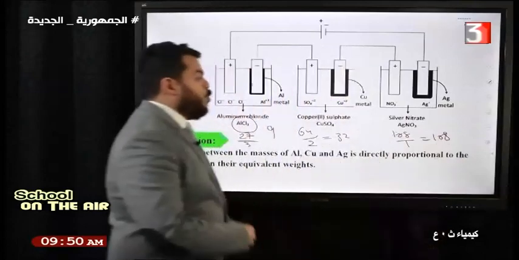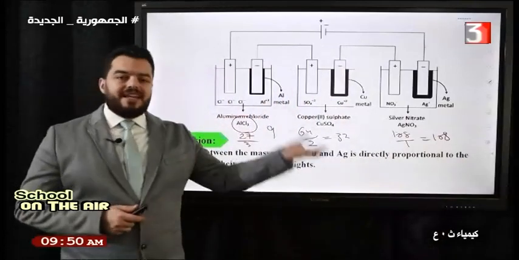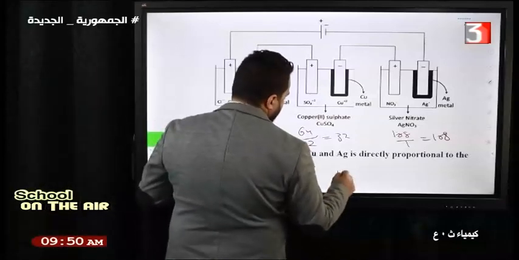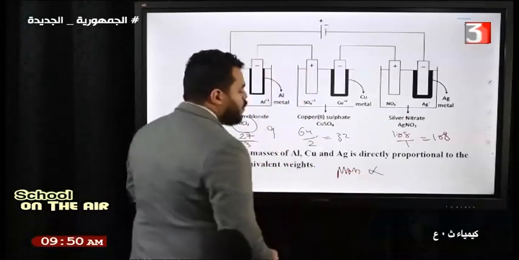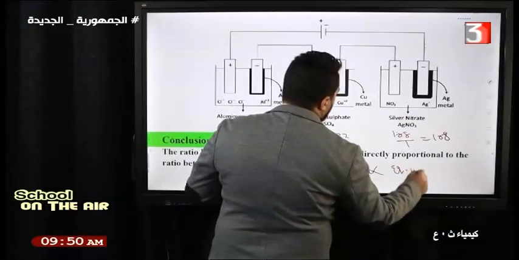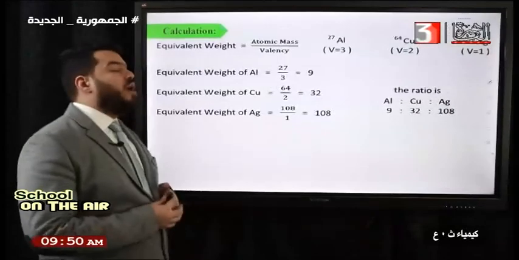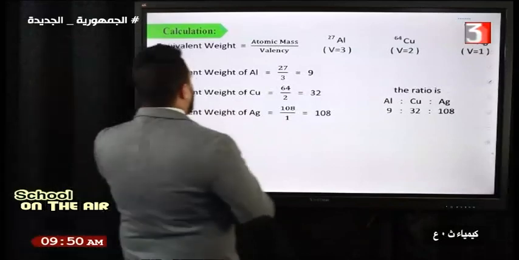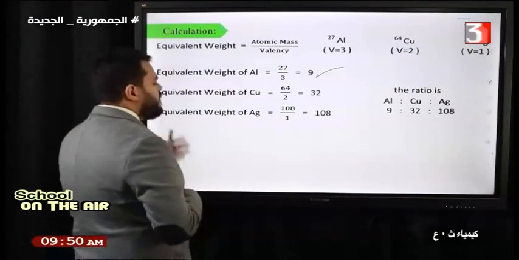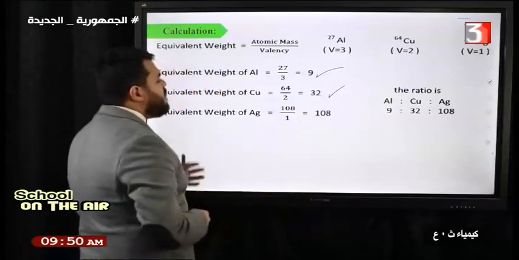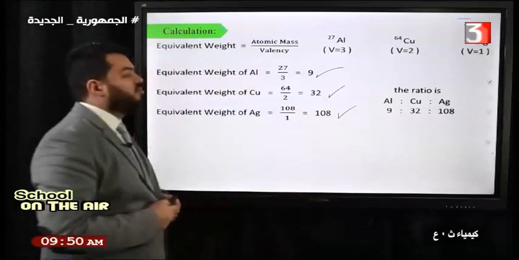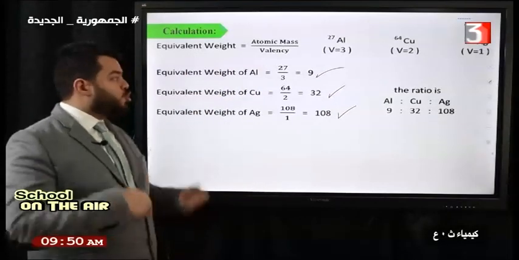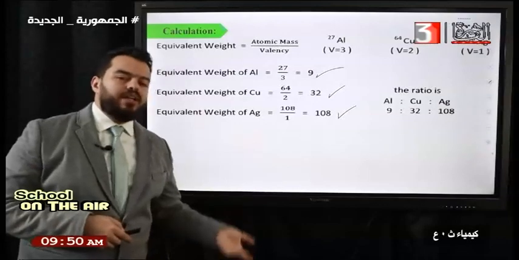So when the equivalent mass increases, the mass change also increases. The conclusion is that the mass change is directly proportional to the equivalent mass or the equivalent weight. As you are seeing in the calculation of this experiment, the equivalent weight of aluminium is 9, the equivalent weight of copper is 32, and the equivalent weight of silver is 108. So you see that as the equivalent weight increases, the mass precipitated also increases.